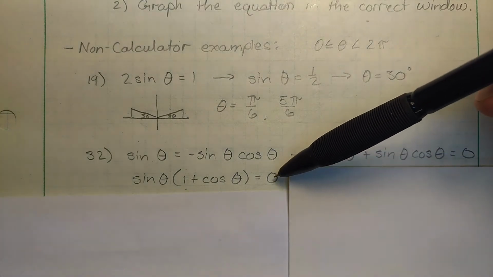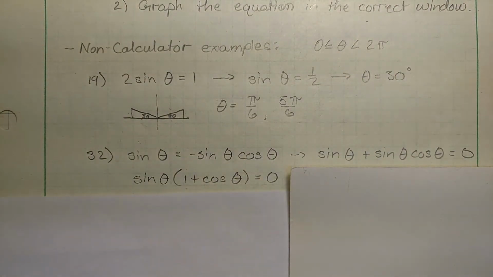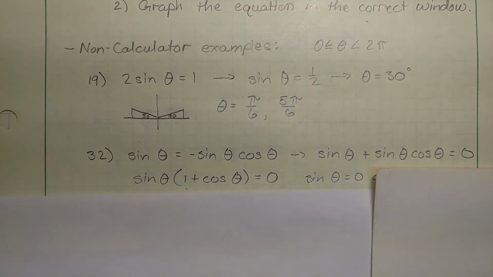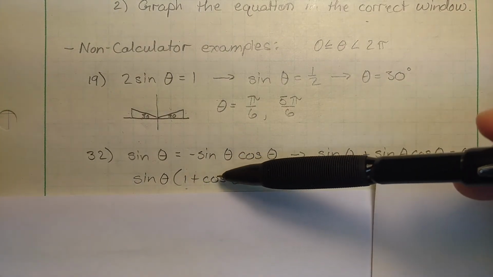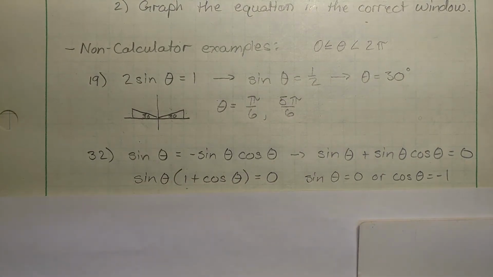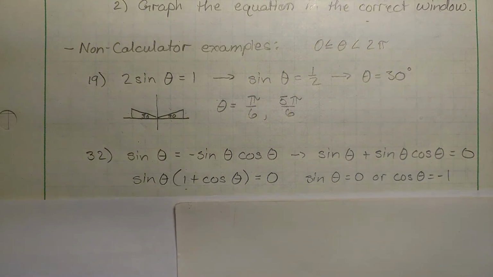Well, in order for this to be 0, either this has to be 0 or this has to be 0. So I am looking for two different things. One, I know the sine theta has to be 0. For this to be 0, this would have to be a negative 1, so I'm looking for where the cosine of theta is negative 1. So first let's look for where the sine of theta is 0.